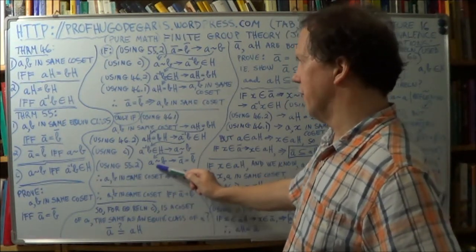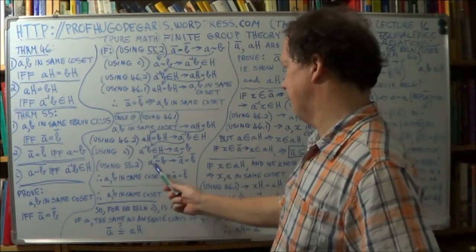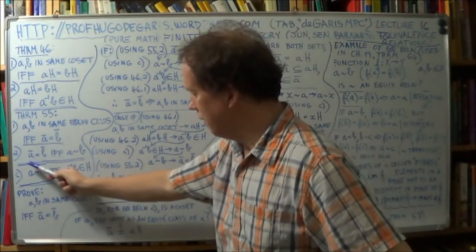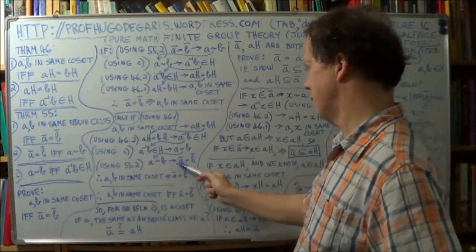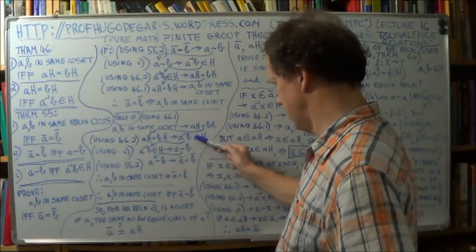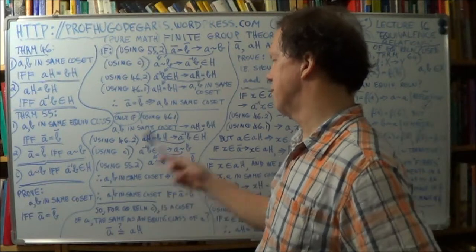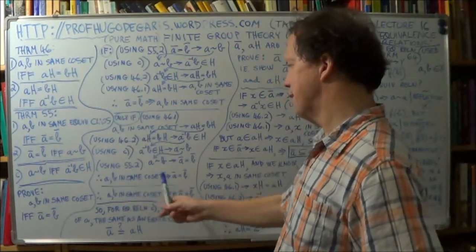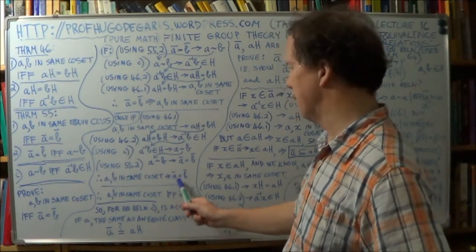And now using 55 part 2 here, that goes both ways, right? So if A is equivalent to B, then these two equivalence classes are the same. So we deduce that. So if we start with this, we get that, and hence we can deduce that, hence we can deduce that, hence we can deduce that. Right? So in short, with that chain of logic, if A and B are in the same coset, then this. In other words, the two equivalence classes are the same.